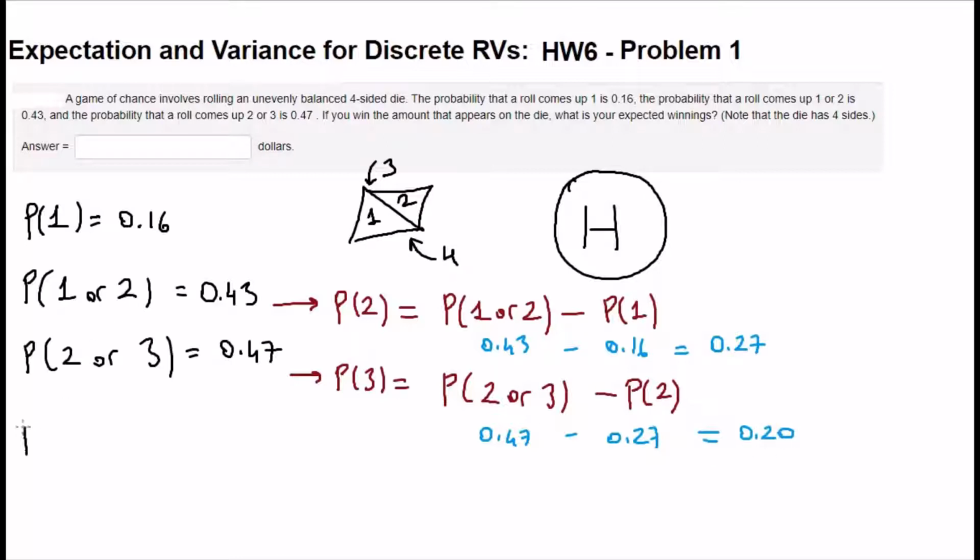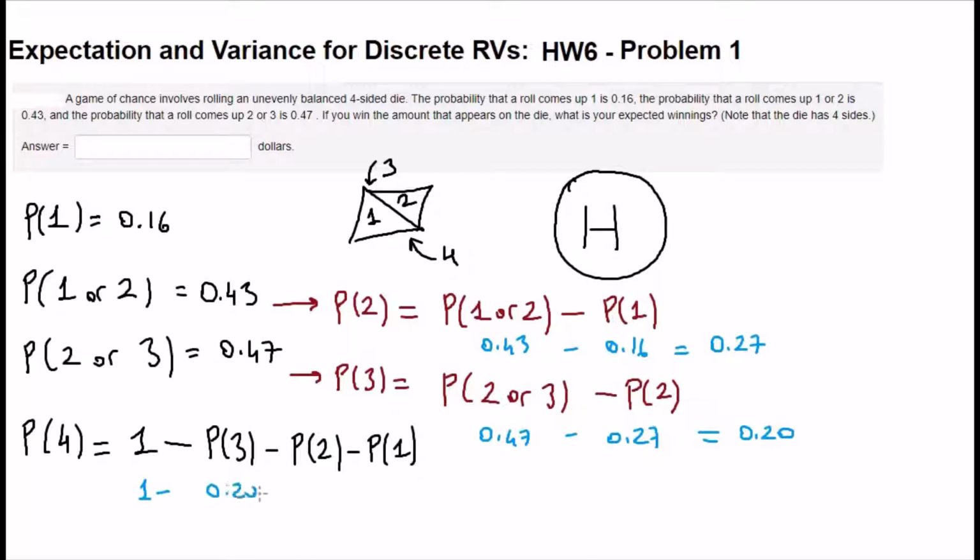So how about probability of getting 4? Probability of getting 4 is 1 minus everything because total probability is equal to 1. So it will be 1 minus probability of 3 minus probability of 2 minus probability of 1. And if we plug in the numbers, it's going to be 1 minus 0.20 minus 0.27 minus 0.16, which is 0.37.